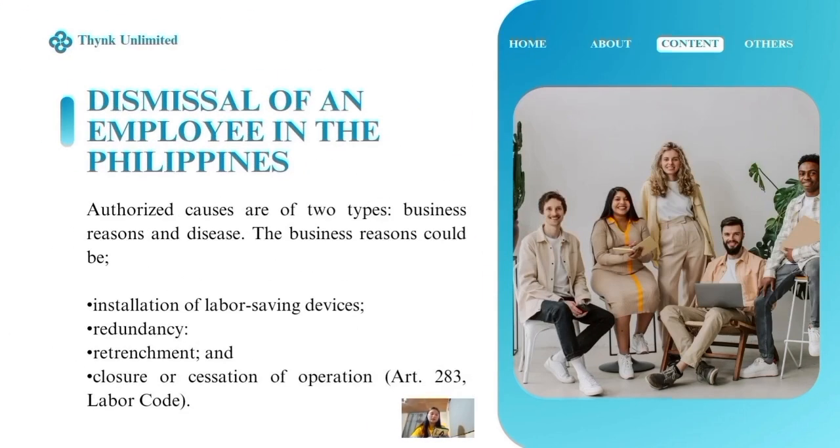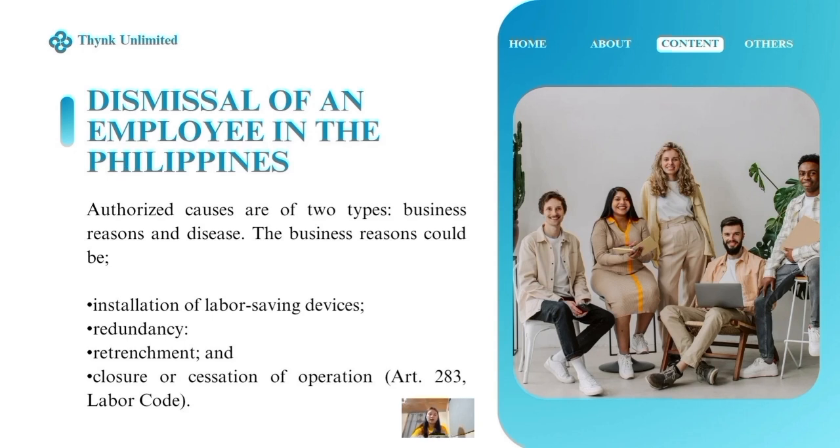And also, the dismissal of an employee in the Philippines is authorized for two causes. First, business reasons, and second, disease. The business reasons could be, first, installation of labor-saving devices, second, redundancy, third, retirement, and last, closure or cessation of operation, under Article 283 of the Labor Code.